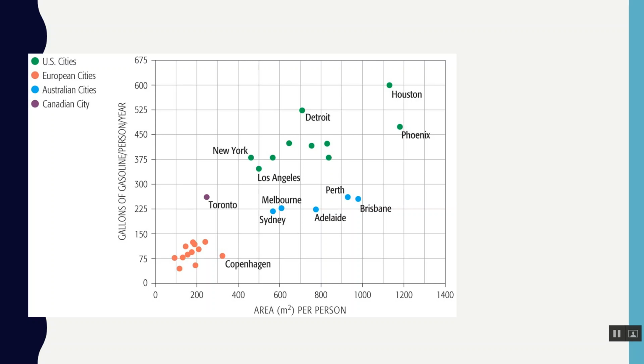This is gallons of gasoline per person per year. And generally speaking, in the US we use way more gasoline per person, especially places like Detroit, Houston, Phoenix, compared to the orange European cities, Australian cities, and the only Canadian city on here, which is Toronto. But generally speaking, we use a lot of gasoline per person in the United States.